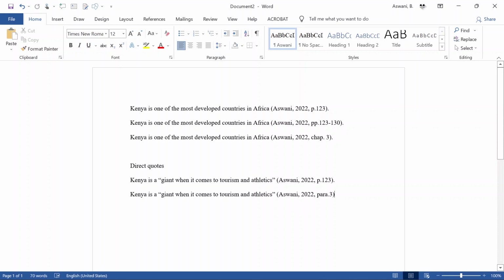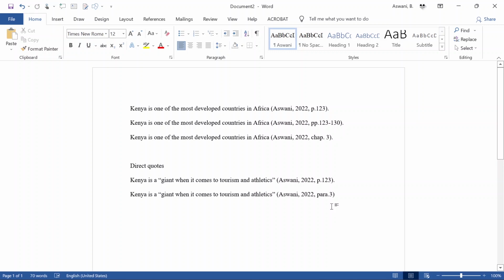So again, whenever you're using direct quotes, please be sure to also include the page or the paragraph number where that particular quote appears within that source, regardless of whether it's a book or an article or a website. For websites, in most cases, they don't have pages, okay? They'll have a paragraph number. You'll have to count the paragraphs.